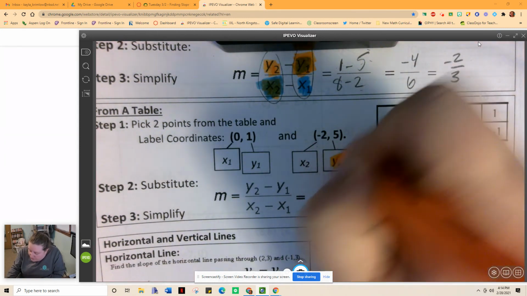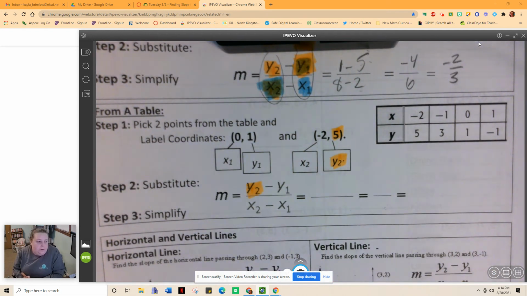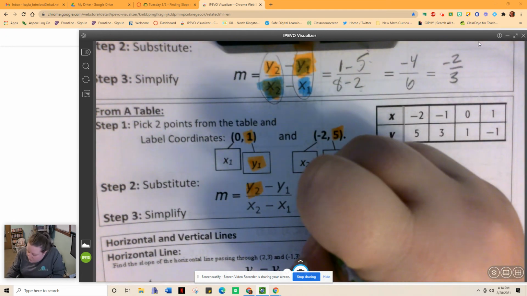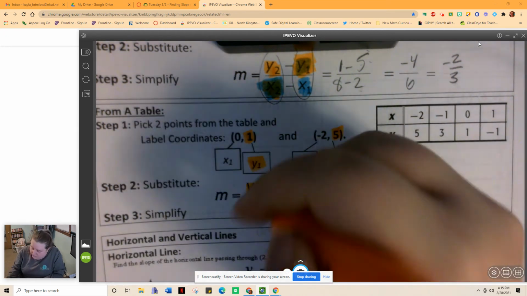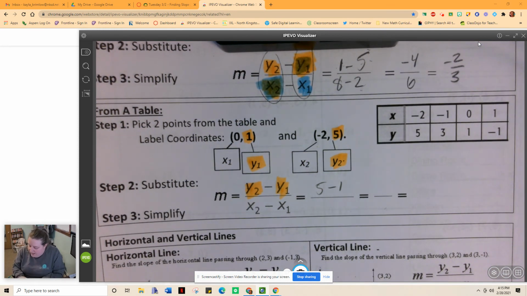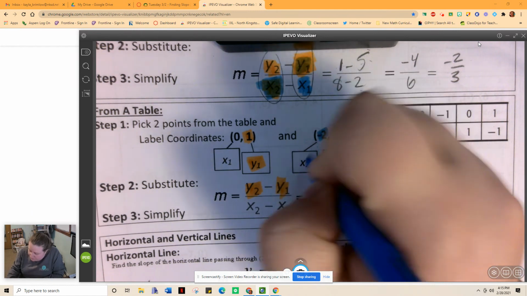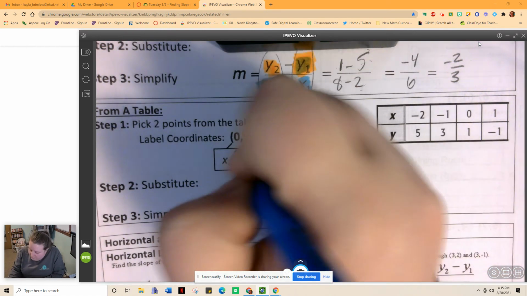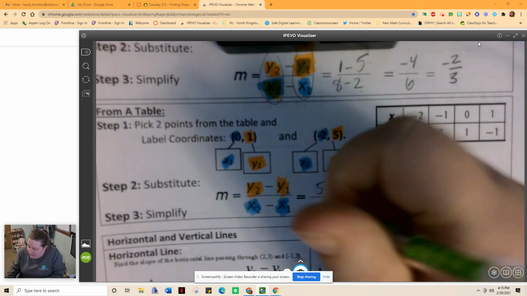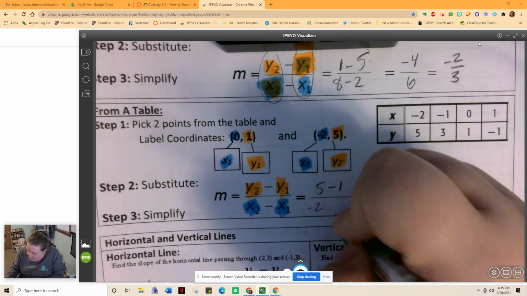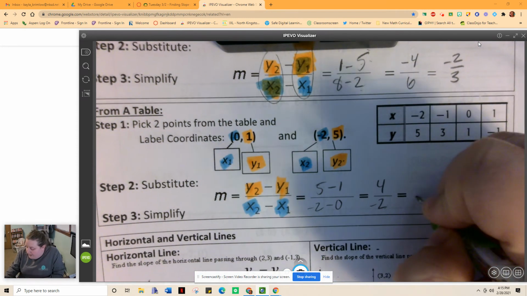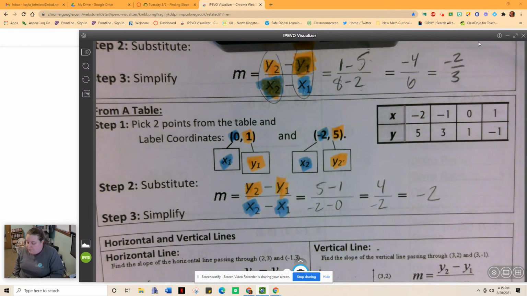So y2, what I'm going to start with is 5. And then I'm going to subtract y1, which is 1. So I'm going to go ahead and write that. So 5 minus 1. Then next I've got -2, which is x2, minus 0, which is my x1. So -2 minus 0. So when I simplify that, I get 4 over -2, which is -2.